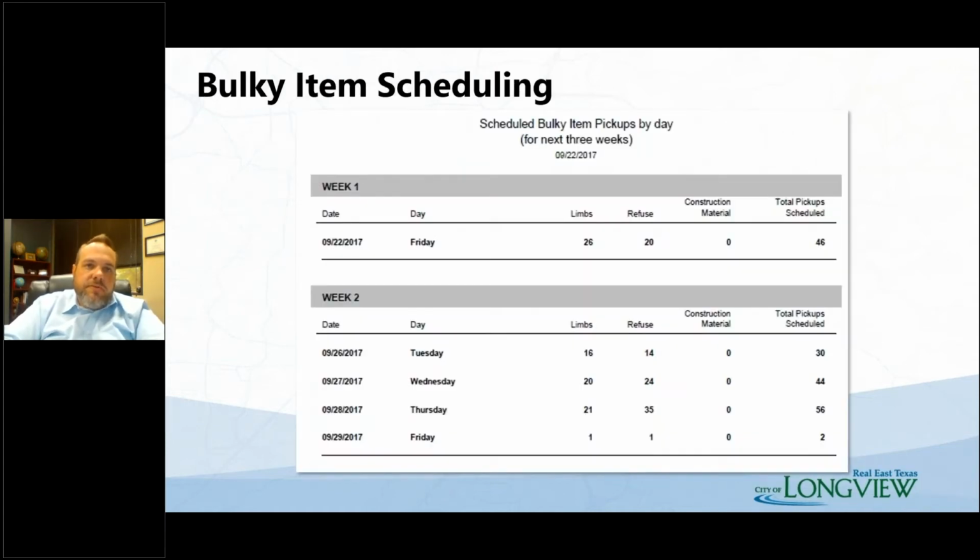One function that was improved in sanitation was bulky item scheduling. Each bulky item pickup is scheduled so that citizens know when they should put the items out at the curb. Before Cityworks, this was done with paper and pen. Now it's tracked in Cityworks, and the report you see is used to see how many pickups are already scheduled on a certain day. This provides more accurate tracking and better decision making.